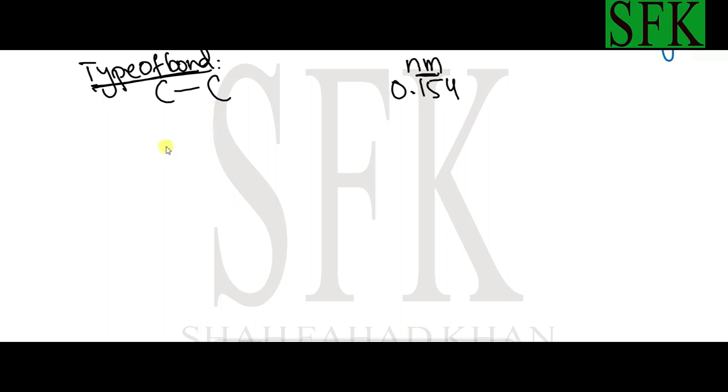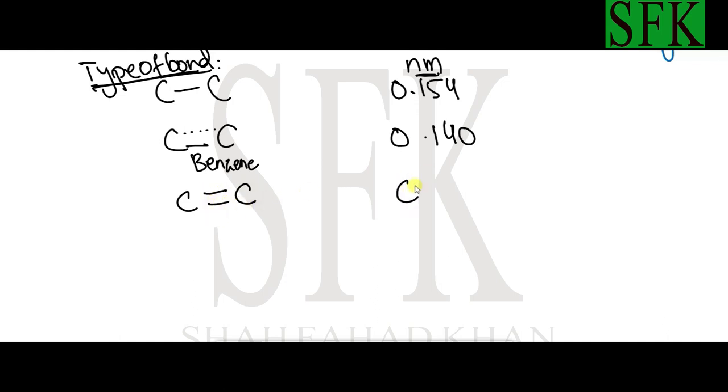Carbon-carbon bond in benzene is 0.14 nanometer, and the carbon-carbon double bond in normal alkenes is 0.134 nanometer. Now, from this trend, what do we observe?